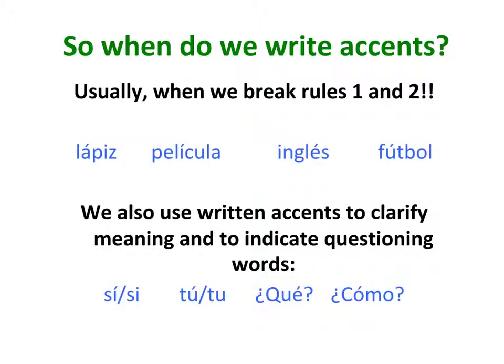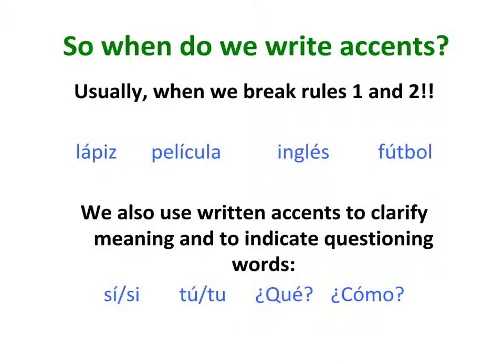So, when do we write in accents? Because on the 2 previous slides, there were no written accents, and I promised to help you here with accent marks. Well, here's the deal, clase. Usually, we write in accent marks when we have broken rules 1 and 2. So if you memorize those 2 rules that I just showed you, what you're keeping in mind is when those rules get broken, that's when you have to write in an accent mark.